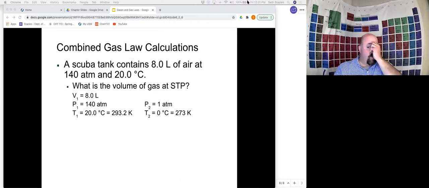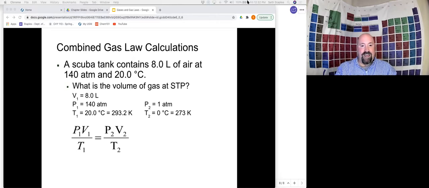Write down all the information that we have. We know V1 is 8.0 liters, P1 is 140 atm. We know T1, and we convert that to Kelvin right away. Now for P2 and T2, we're at STP, so we're at 1 atm and 0 degrees C, which is equal to 273 Kelvin. We're looking for V2. Here's our general equation for the combined gas law.